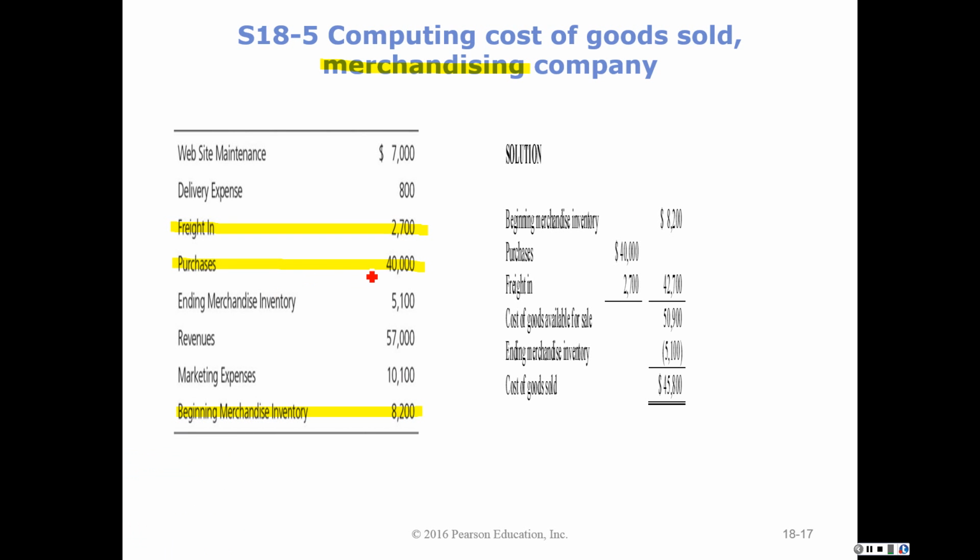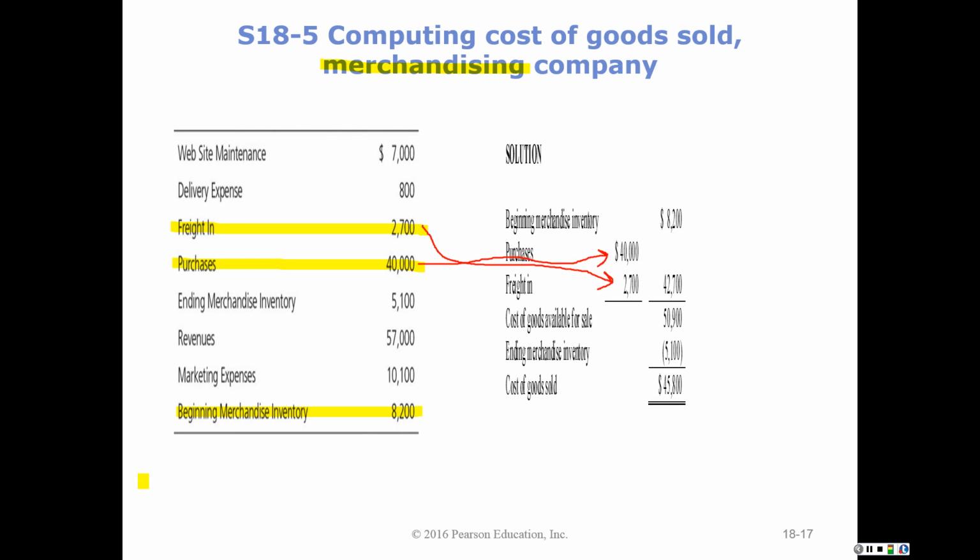And I have purchased $40,000 of windshields. I started out with 8,200. I've purchased another 40,000, and just like I said, the 2,700. Freight in is part of the cost of our inventory. So if we take our beginning merchandise inventory, we add the purchases, we add the freight, we know that I should have at least $50,900 worth of inventory available for sale.